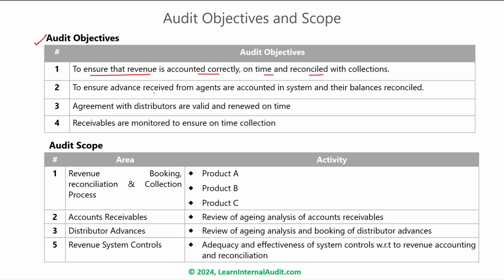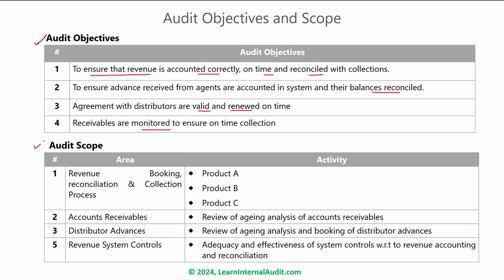The next objective is to ensure advances received from the agents or from the distributors are accounted in the system and their balances are reconciled. There are agreements with the distributors or the agents; they are valid and are renewed on a timely basis. And the receivables are monitored to ensure on-time collection. Now, this objective is already set before the audit is initiated. It is approved by the department and the management to ensure that the audit scope and the coverage is appropriate.